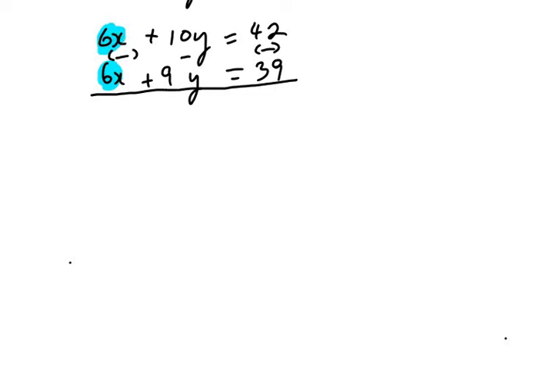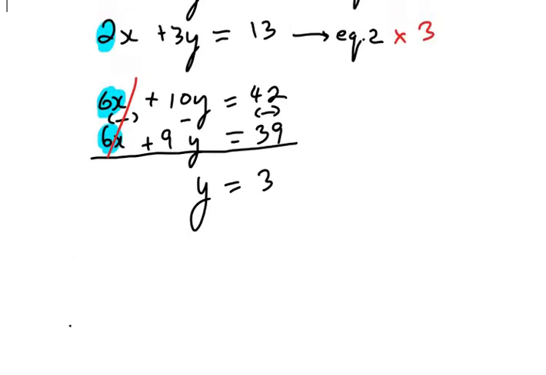Okay, good. So 6x from 6x will give us 0. I will just draw a line through that to make it easy. And then 10y minus 9y will give us what? Y. And 42 minus 39 will give us 3. Okay, 3. And then what do we do after that?